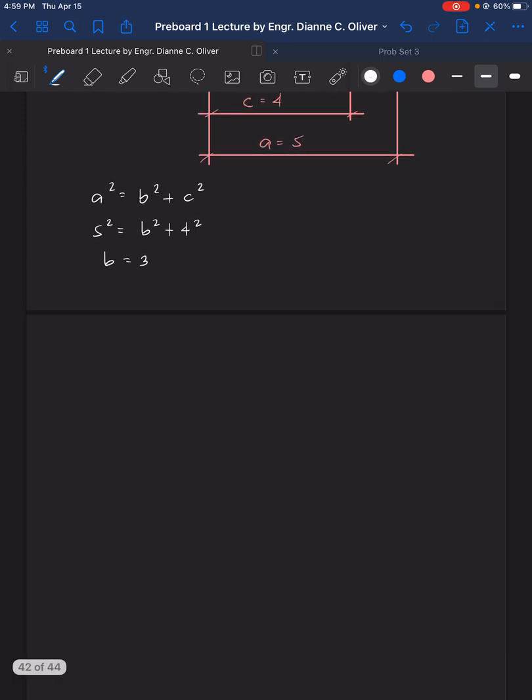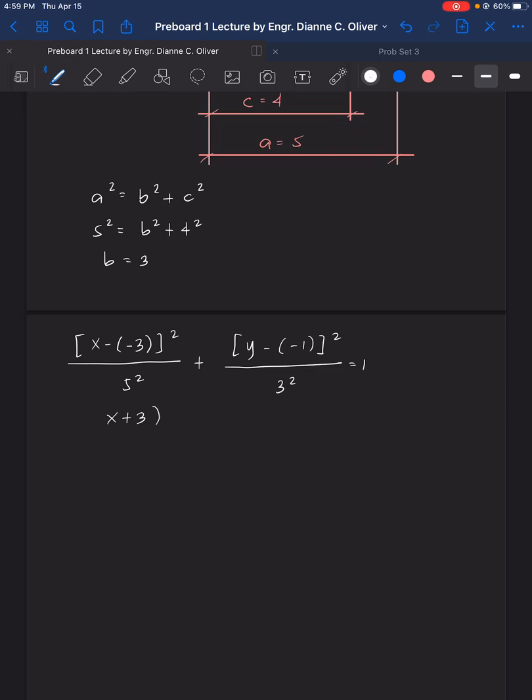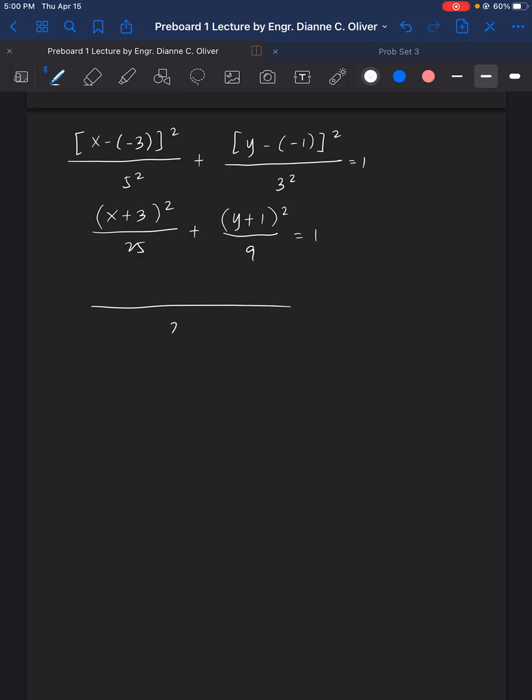Now from the formula, we have (x minus the center, negative 3) squared all over A, which is 5 squared, plus (y minus the center, negative 1) squared all over 3 squared equals 1. So that is (x plus 3) squared all over 25 plus (y plus 1) squared all over 9 equals 1. So common denominator, we have 225. Multiply here by 9: 9(x plus 3) squared plus 25(y plus 1) squared equals 225.